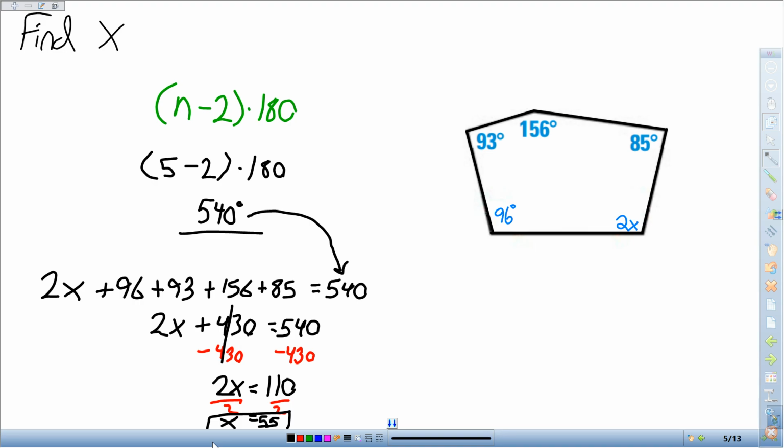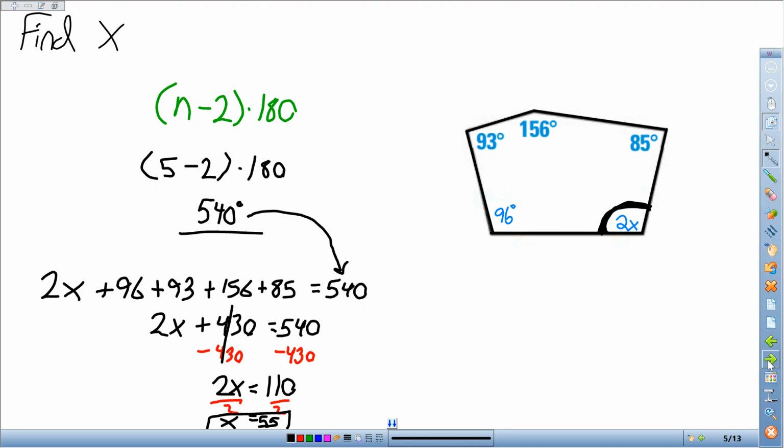Okay, just, by the way, if you tried this on your own and you got that x equaled 110, be careful. You didn't actually solve for x. You found the measure of this angle. This angle is 110 degrees, but it's 2x that equals the 110. So again, writing the equation out, I think, is the best way of doing these.